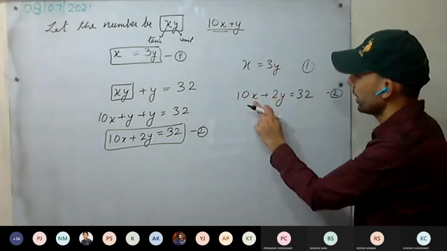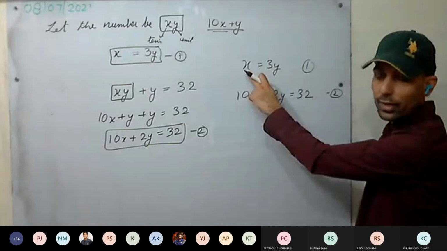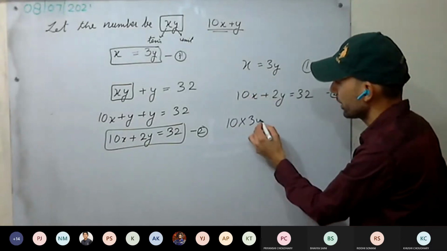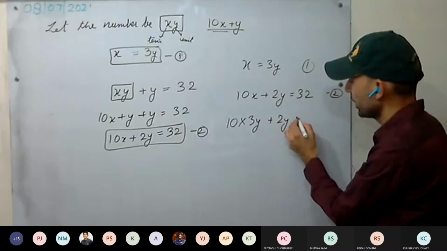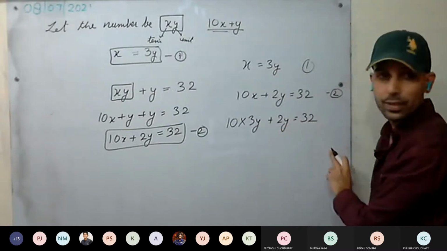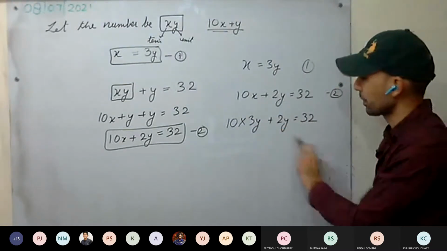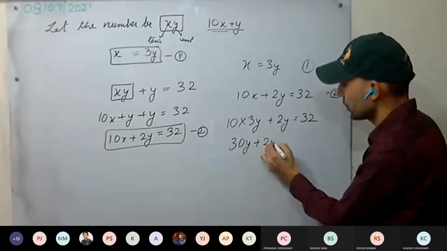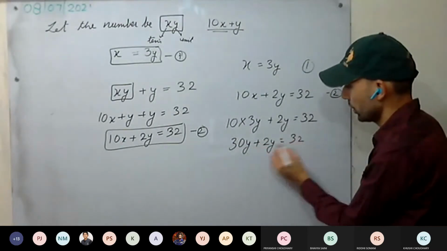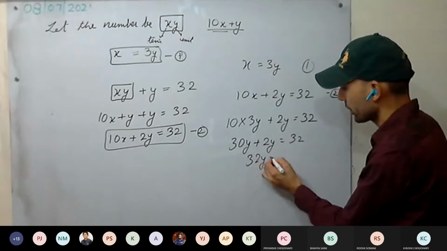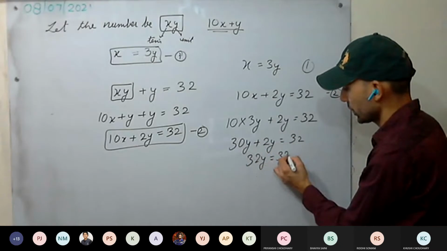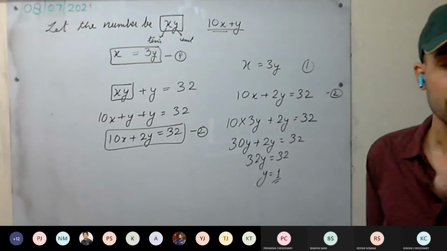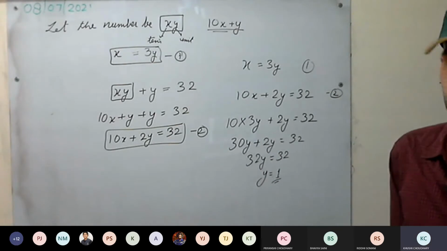So if I put x equal to 3y, what is the value of x? 3y. If I put it here, 10 into 3y plus 2y equal to 32. It is 30y plus 2y equal to 32. It is 32y equal to 32. y equal to 1. Have you understood this one? This is by substitution. Yes, sir.